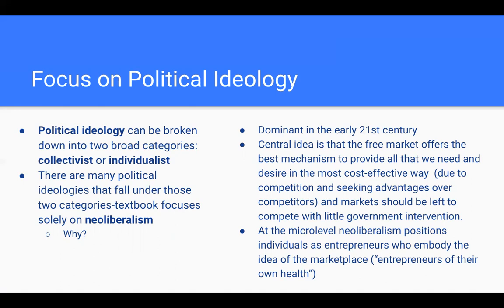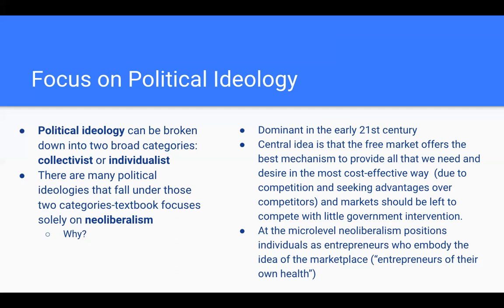So although there are many political ideologies that fall under those two broad categories, the textbook focuses solely on neoliberalism. And that's because it's probably the most dominant political ideology in a lot of countries at this point in history. And so the central idea behind neoliberalism is that the free market offers the best mechanism to provide all that we need and desire in the most cost-effective way. And this would include healthcare.